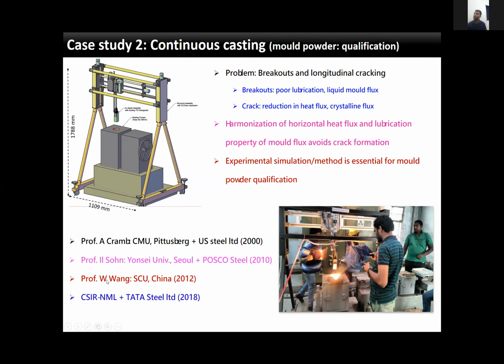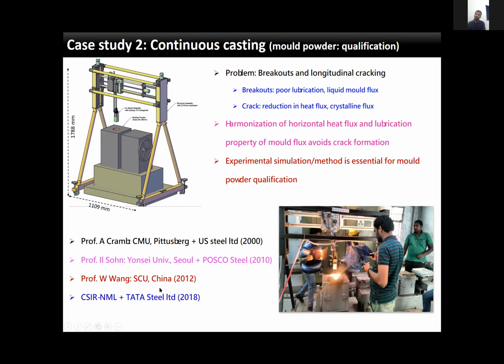And Professor Wanlin Wang at Central South University, China, around 2012, established another setup, completely from an academic point of view, and he is studying it. So there were only three setups available globally for this continuous casting simulation. With the effort of CSR Enamel and Tata Steel, in 2018 we started this research and designed the setup indigenously. Adopting some strategy, we were able to develop it and then perform experiments on the simulator. That was by 2018.